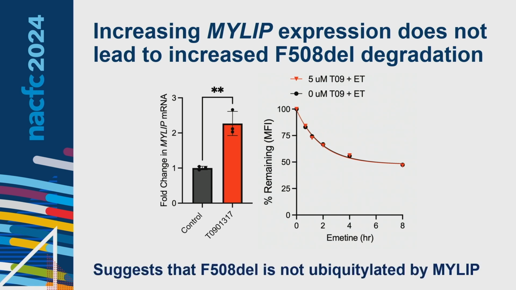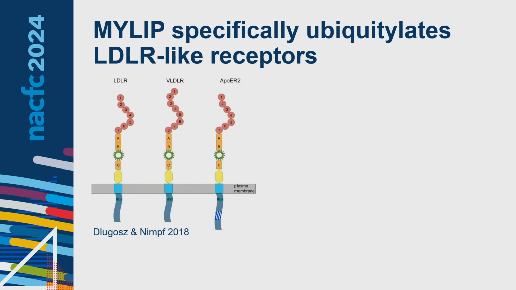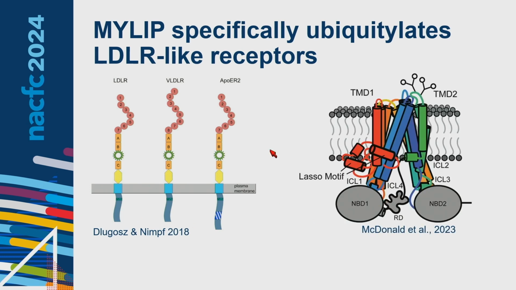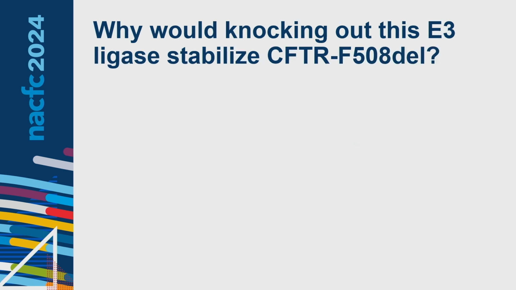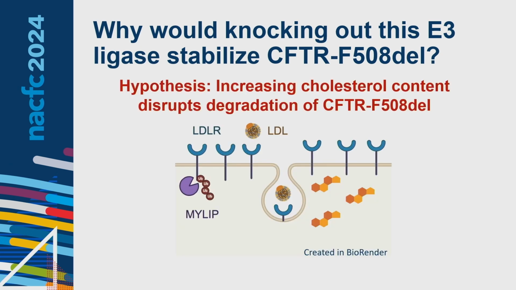And this suggests that it may not be ubiquitinated by MyLip, which kind of goes with what we know of MyLip. So it is known to be a very specific E3 ligase. It only ubiquitinates LDLR receptors, which are these string bean proteins with one transmembrane domain and a cytosolic domain. And CFTR, of course, has a much more complex structure, and more importantly, it does not contain the MyLip binding motif.